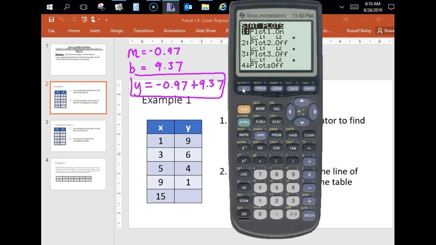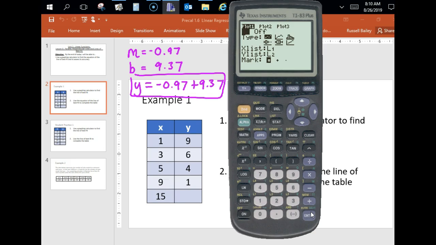I'll do it again real quick. L1 and L2, those were the 2 columns where we put that data. Okay? So what we did was we pushed 1 and we clicked on. So now the data that we entered, it's going to plot them as points on the graph for us. That's what we just did there. So that's plotting the data points. Then we're going to graph the line of best fit also.